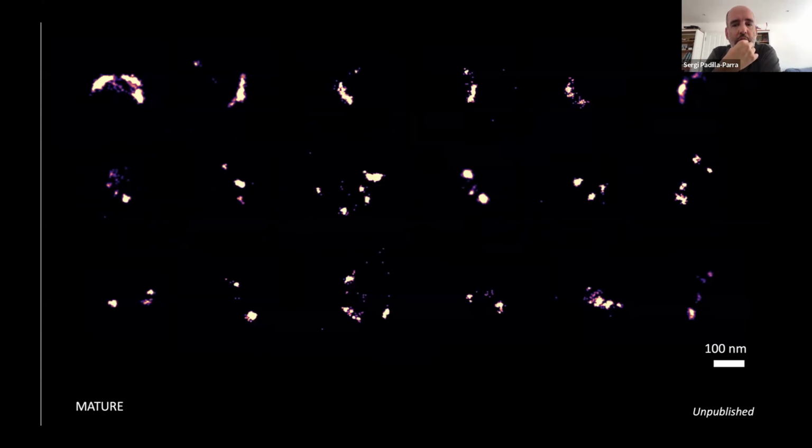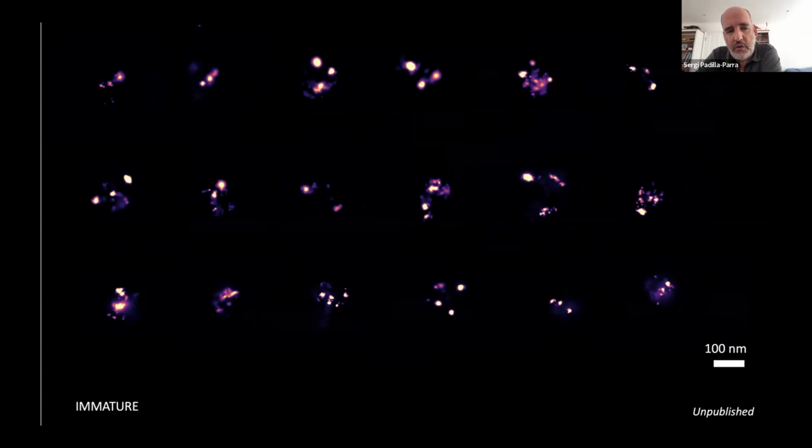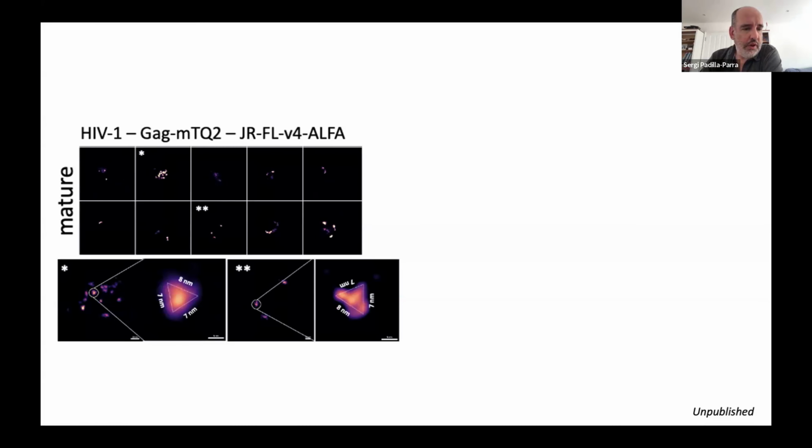And this is how they look when we separate mature from immature particles. Here we have a set of 12 different viruses, and we do see that they tend to form clusters indeed. In the case of immature particles, they also form clusters, but you can see them more often as individual particles. The GAG might impede the diffusion of the envelope glycoprotein, and they tend to be a little bit more sparse.